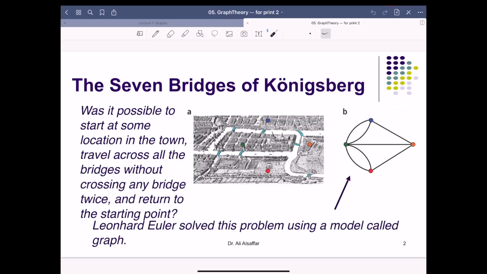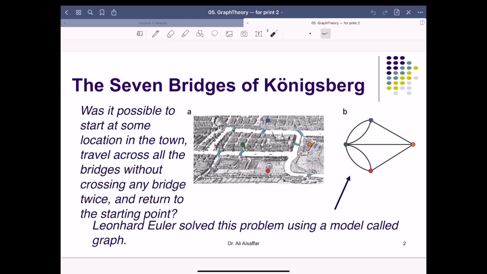And then he claimed that such a tour does not exist. His justification was as follows. He said that if a person would like to come to a region and then go out to another region, then it needs 2 bridges. So if a person goes out by a bridge, then he or she should return by another bridge. And if that person also goes out by another bridge, he or she should also come back by a different bridge.